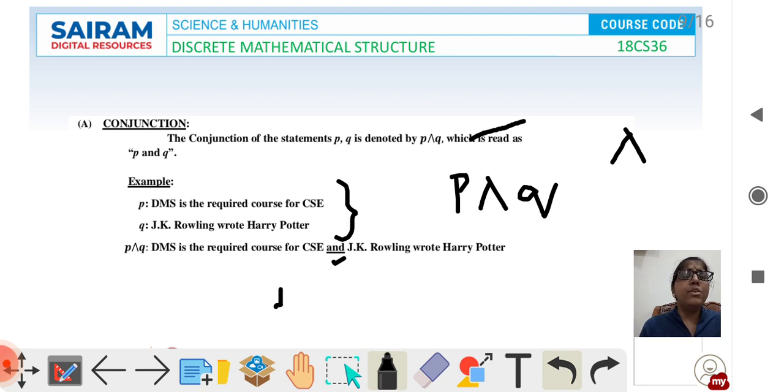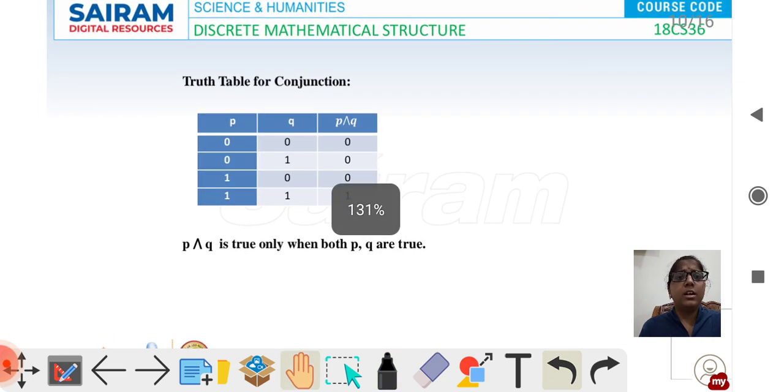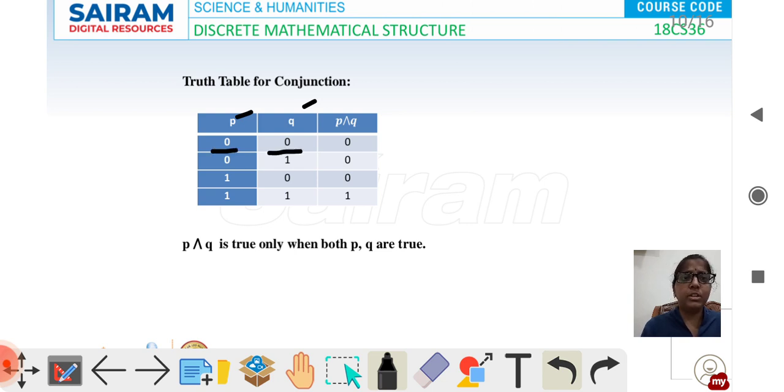Okay, so how will you draw the truth table for the conjunction? If both are true only, you will get the truth value as true, otherwise it is false. See here, we have the truth table, right? So here we have P, Q. How many combinations will you get? 0, 0. Either both may be false statements, one statement can be true, in both cases, P can be true, Q can be true, and both can be true.